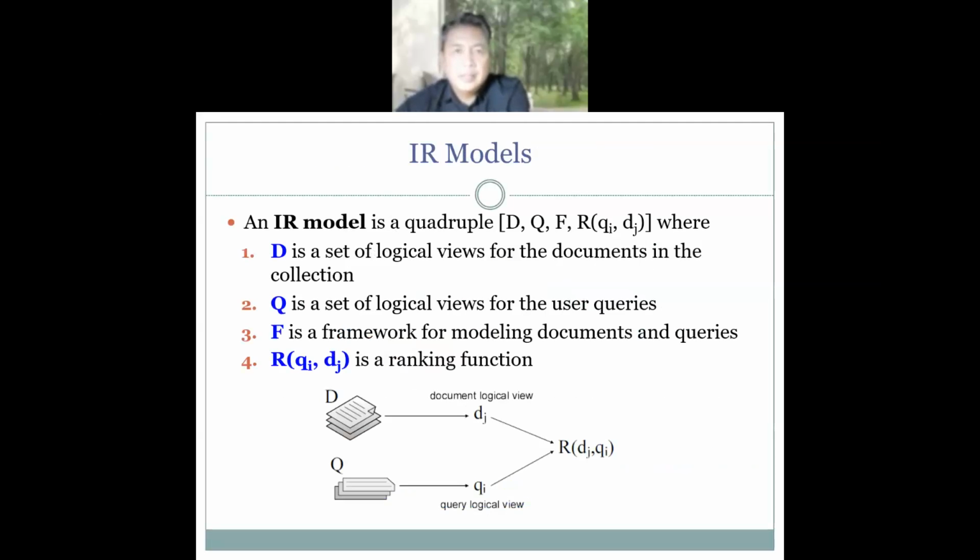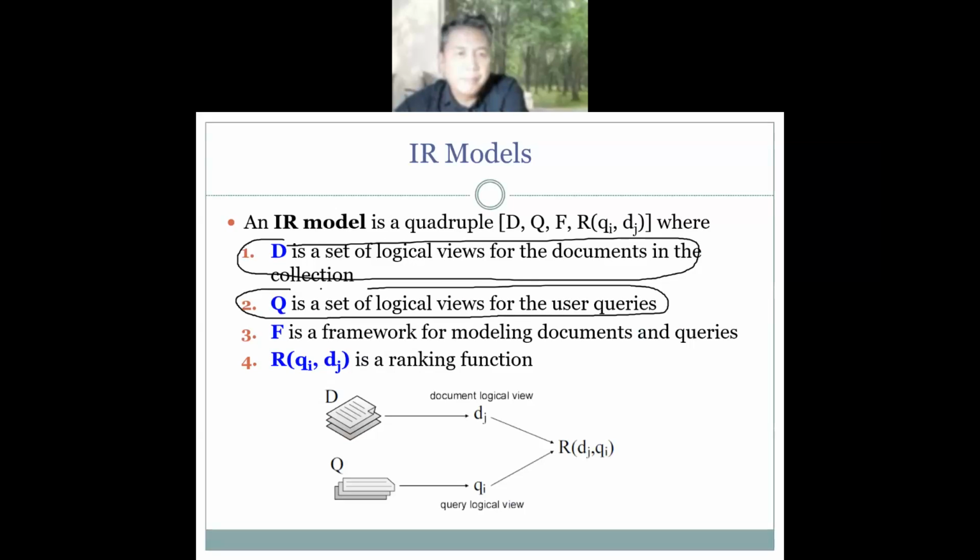Okay, so the framework that we use contains basically four entities, or what they call a quadruple. The first one is D, which is a set of logical views for the document. Of course, you need to have the document, D. Okay, so this is the document, and then given the query, Q is a set of logical views for the user query. This is the information that you're looking for, and this is your resources. This is your document. Okay?